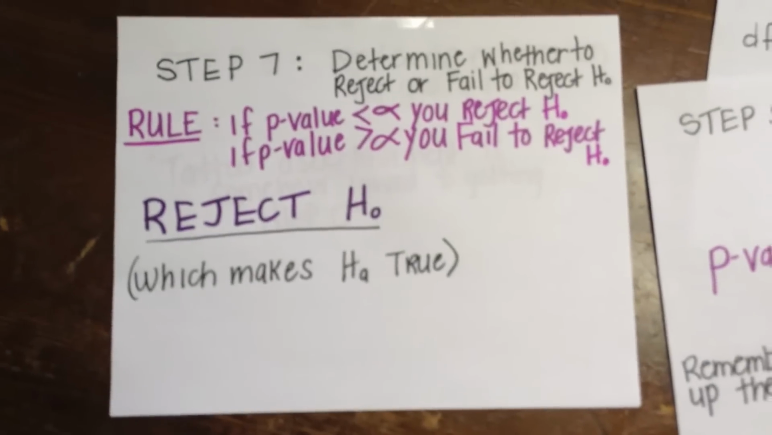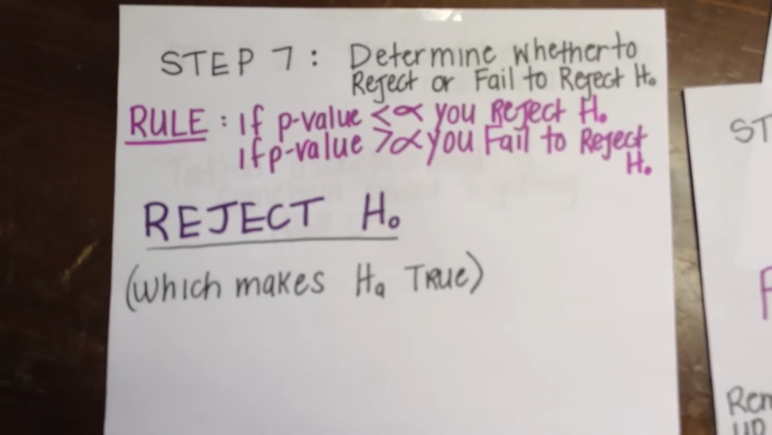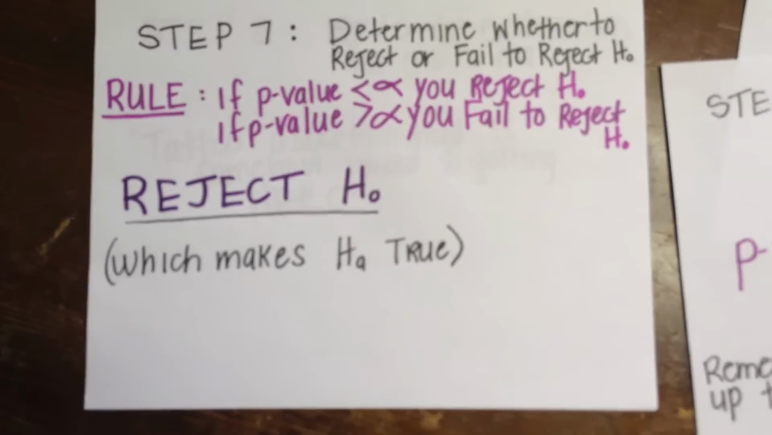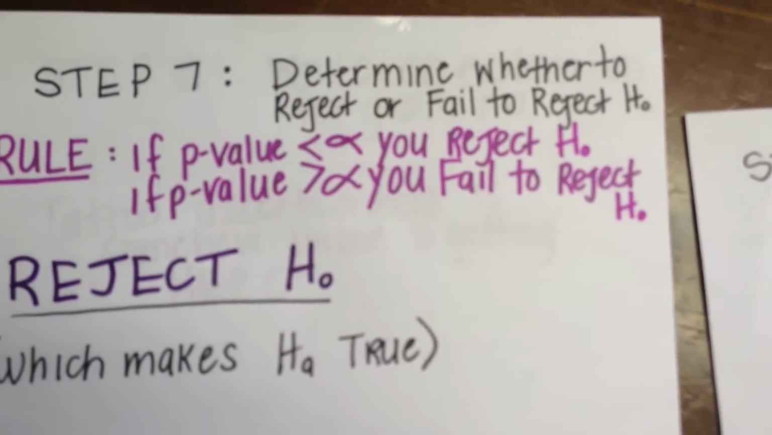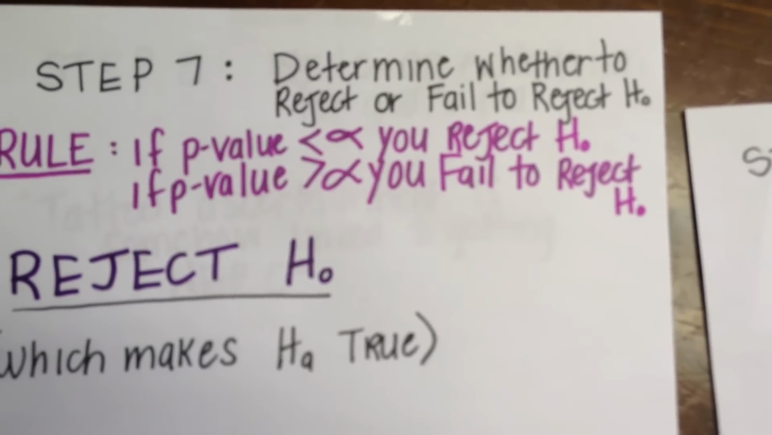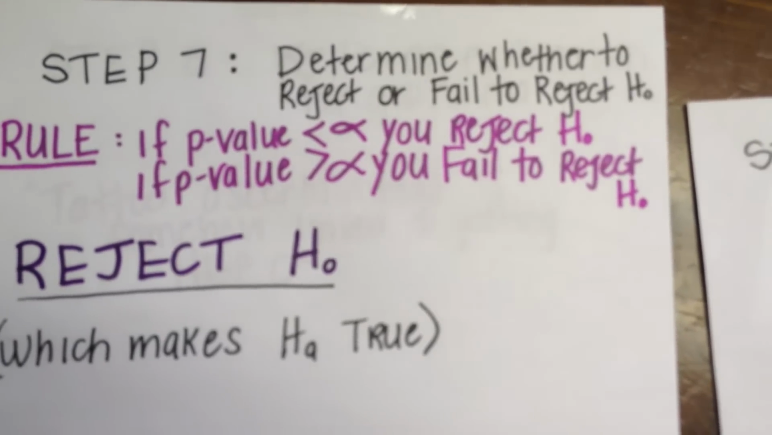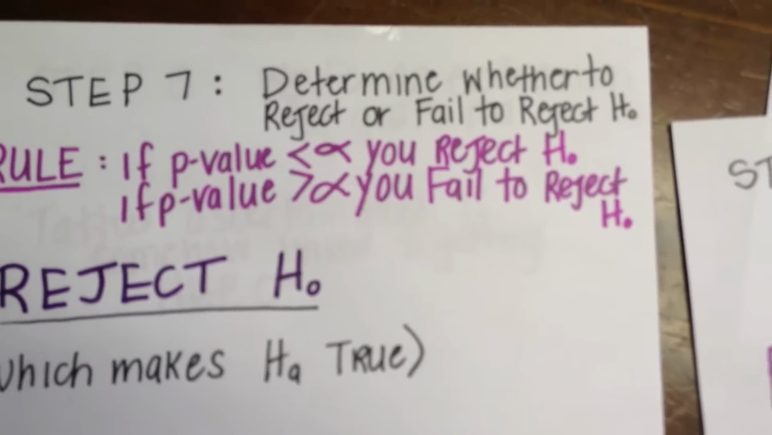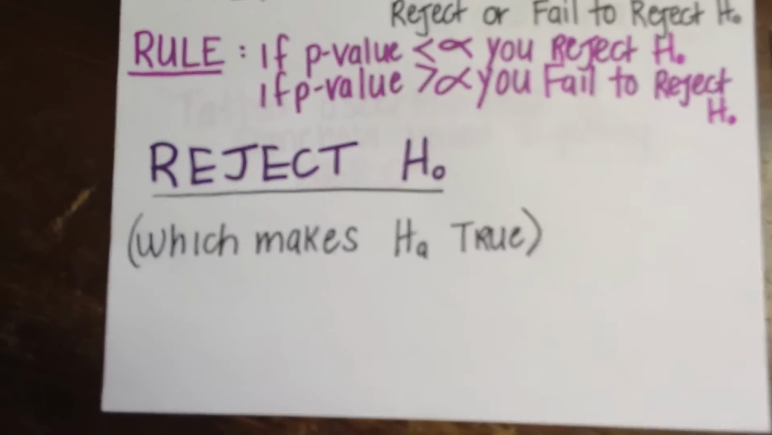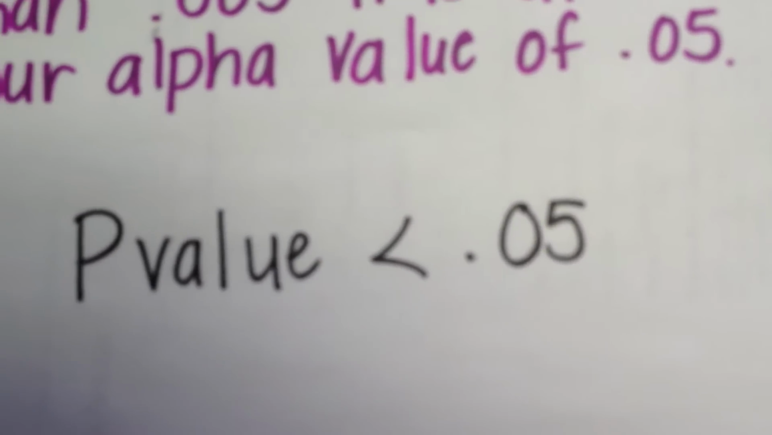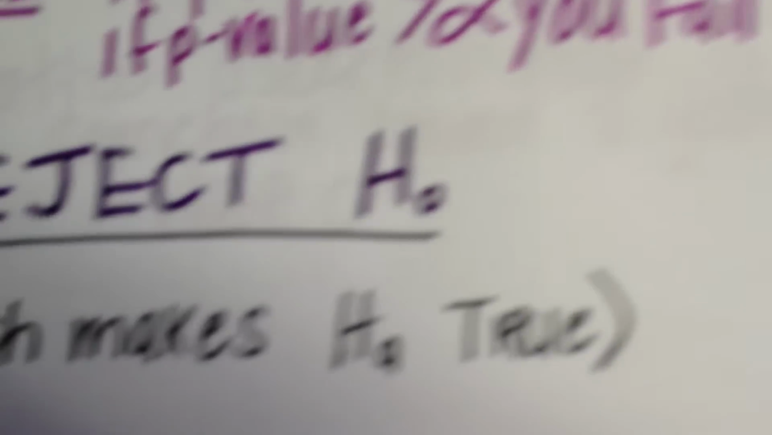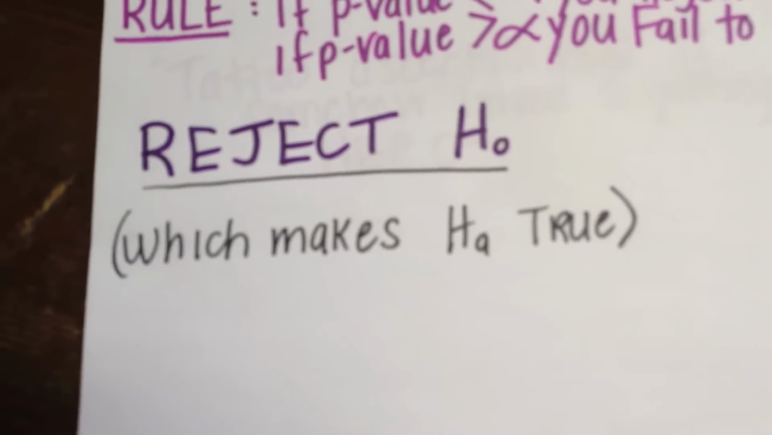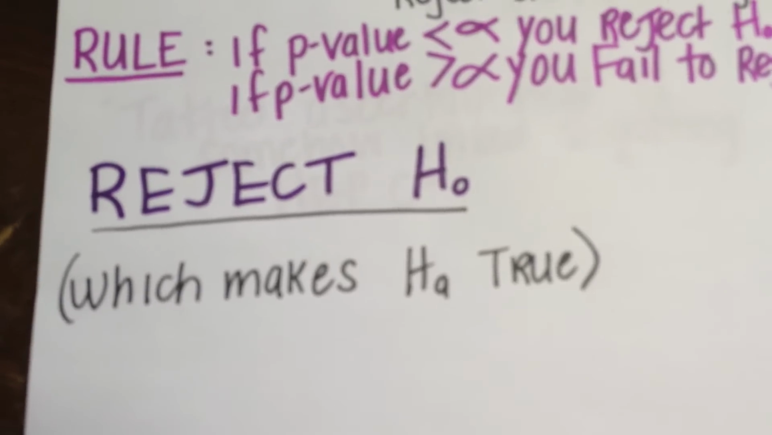Our next step, step number 7, is to determine whether to reject or fail to reject H0. Remember this rule. If p-value is less than alpha, you reject H0. But if p-value is greater than alpha, you fail to reject H0. So, what would we do in our instance? Our p-value was less than 0.05, and less than our alpha, so we would reject H0, which makes HA true.